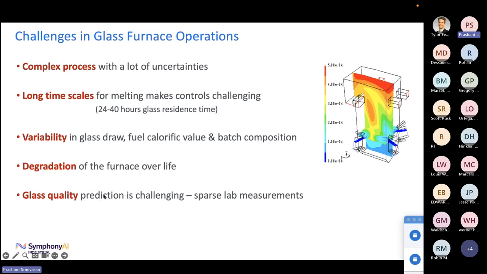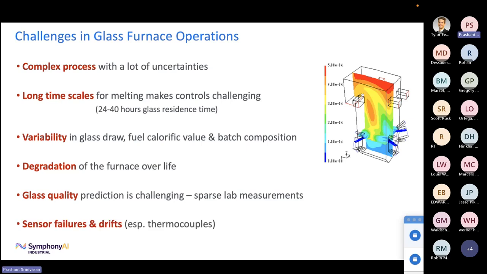Then the glass quality prediction is always challenging because these lab measurements are very sparse. Usually they're done once in a shift or once a day. So you don't get online or continuous quality measurements for all the quality parameters. And that sometimes makes it challenging because you have a long time between the time when you are able to see a change in your quality or a degradation in quality and then react. There can be a long time lag.